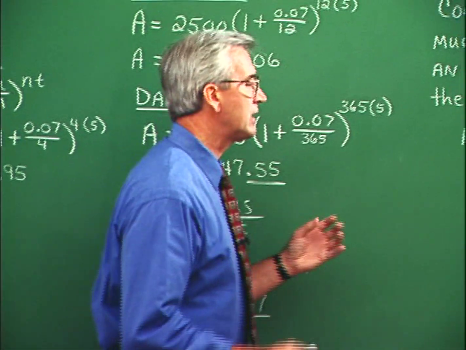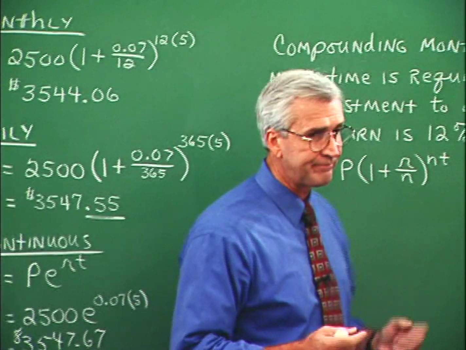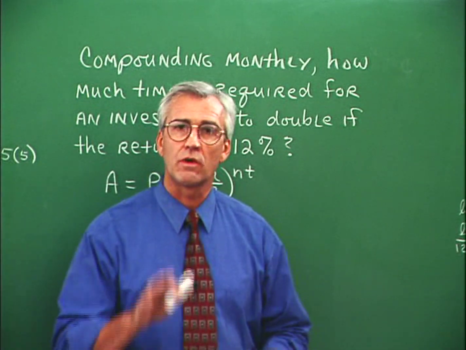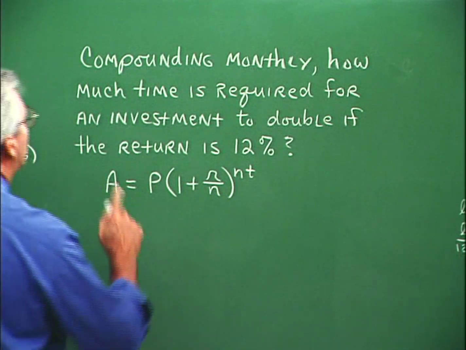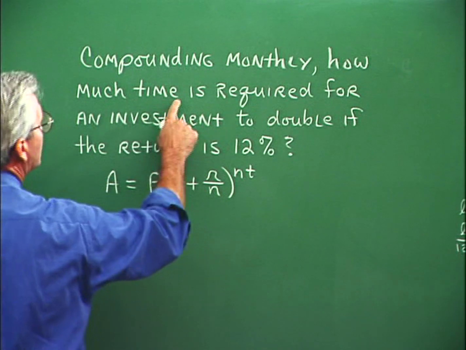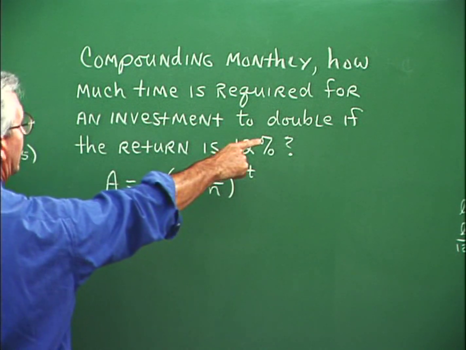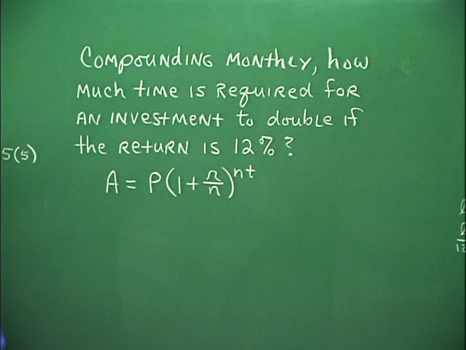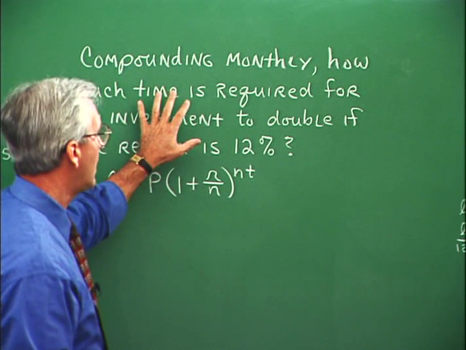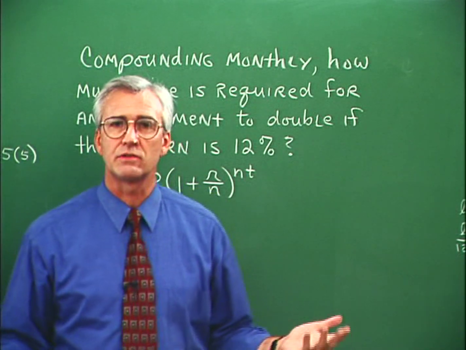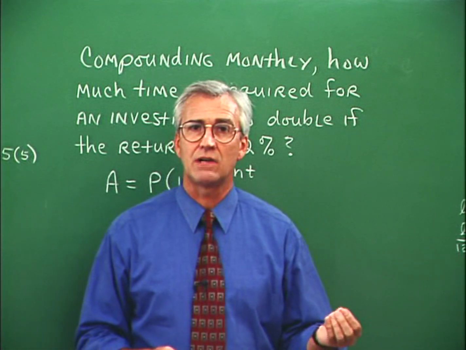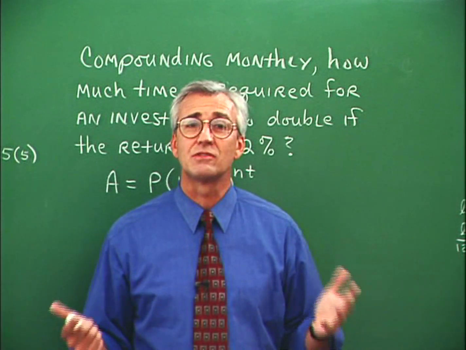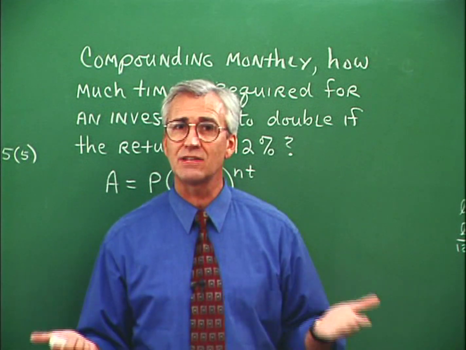Here's an interesting problem that does require us to use some of our more compelling information about exponents and so forth. It's a problem that has to do with doubling. Compounding monthly. How much time is required for an investment to double if the return is 12%? So the investment is earning 12%. Now notice the amount of principal is not written here, but it doesn't really make any difference. It doesn't matter whether the principal is $5 or the principal is $500,000. We're talking about a doubling time, and the doubling time is the same regardless of how large the investment is.